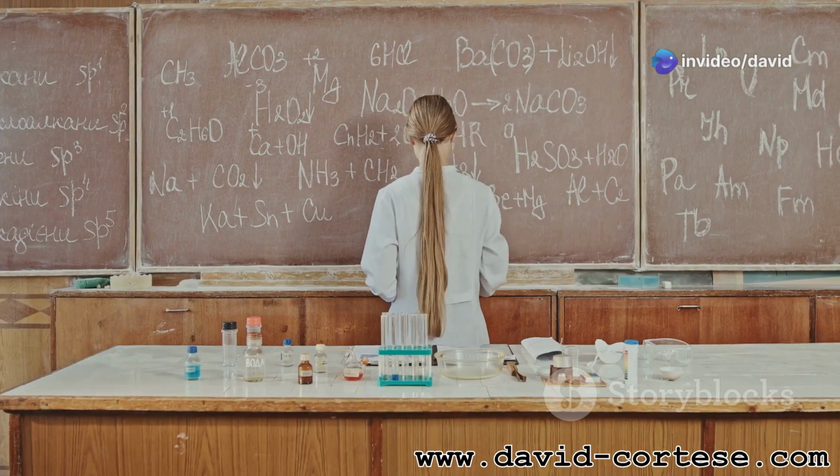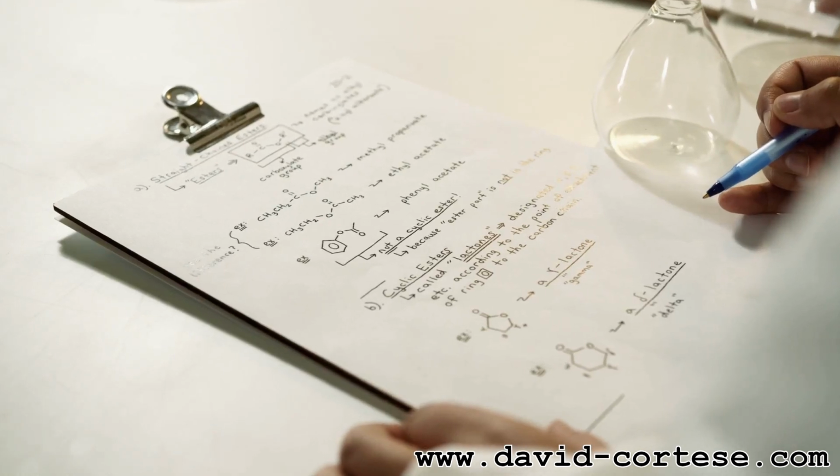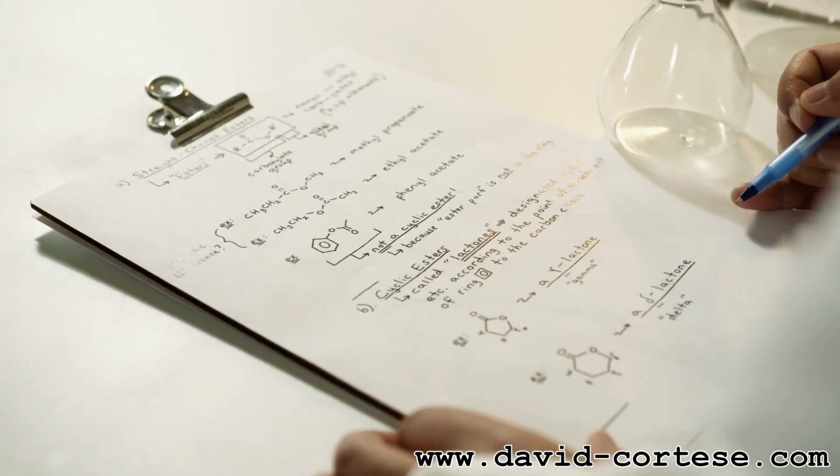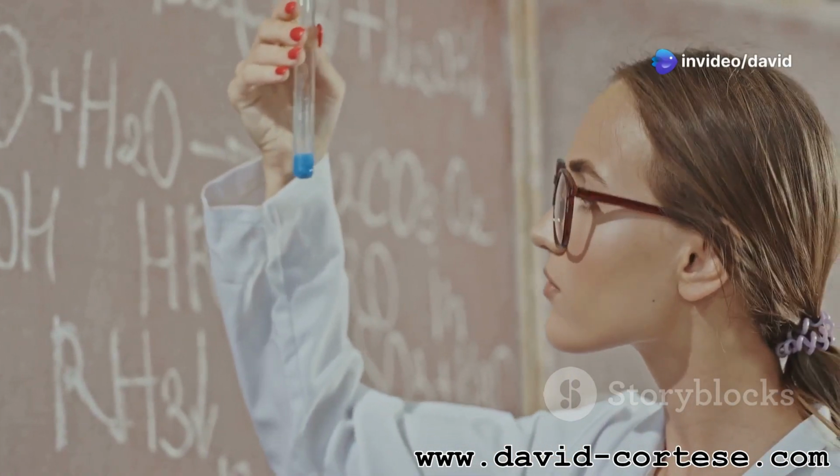This law is super important when we balance chemical equations. It means that the total number of atoms of each element must be the same on both sides of the equation. We can't have atoms magically appearing or disappearing.